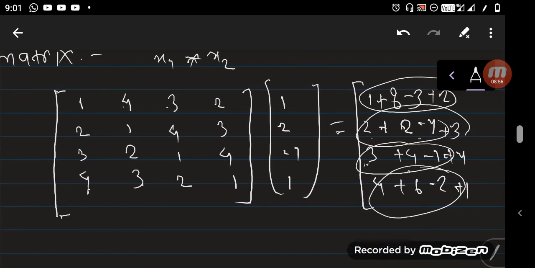So in my point of view, if you want to find linear convolution, prefer the sliding strip method. If you want to find circular convolution, prefer the matrix method. I hope you got both methods.